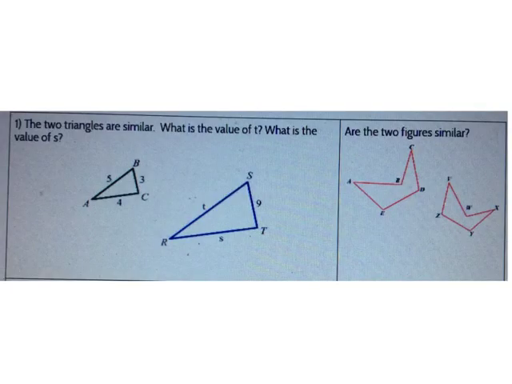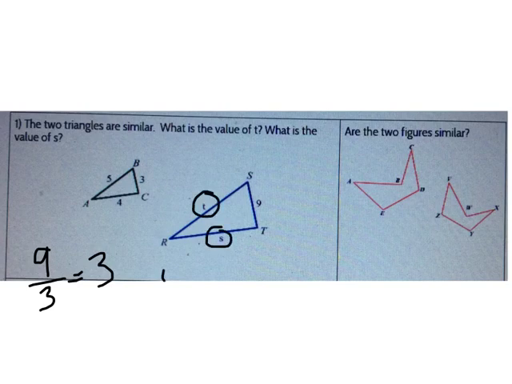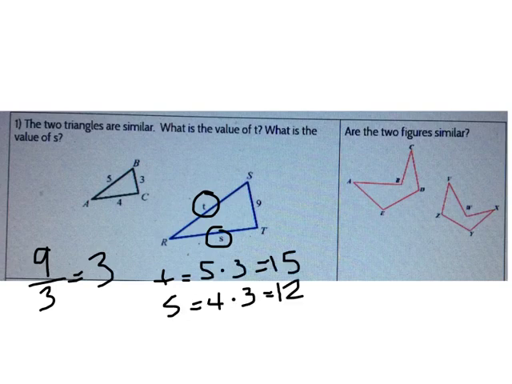The two triangles are similar. What is the value of t and what is the value of s? Well, first, what's the scale factor to move from ABC to RST? The scale factor is 3. Now I can use that scale factor to find t and s. What is the value of t and what is the value of s? T is 5 times 3, or 15. S is 4 times 3, or 12.